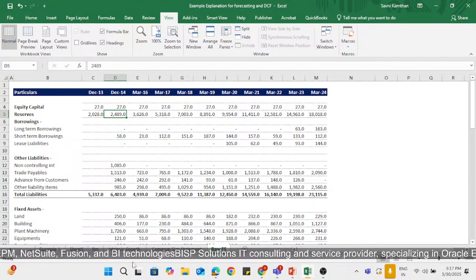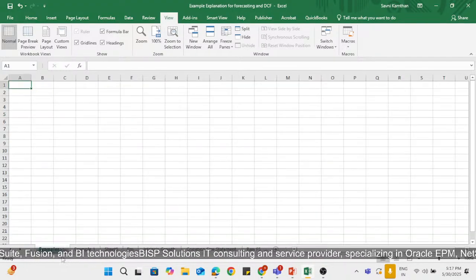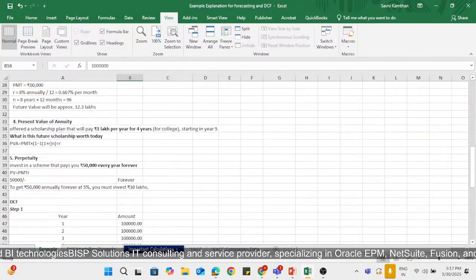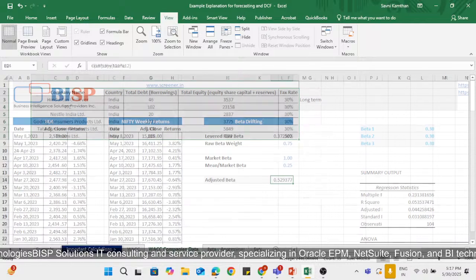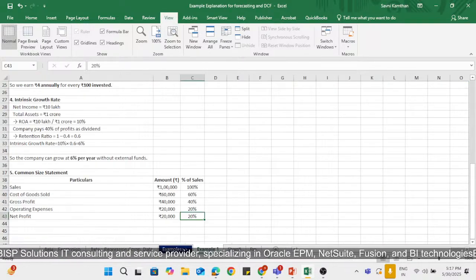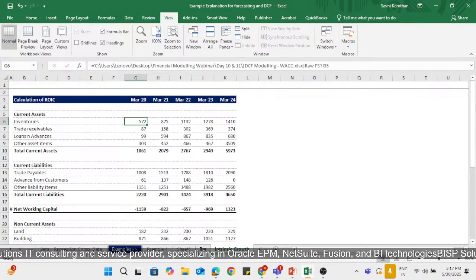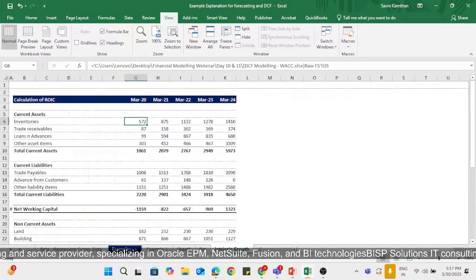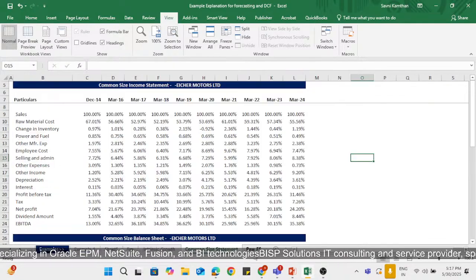What I have done over here is, the data sheet I have with me in my financial statements which I discussed, I have already copied, or we can say linked, with the data sheet which I have for Eicher Motors.